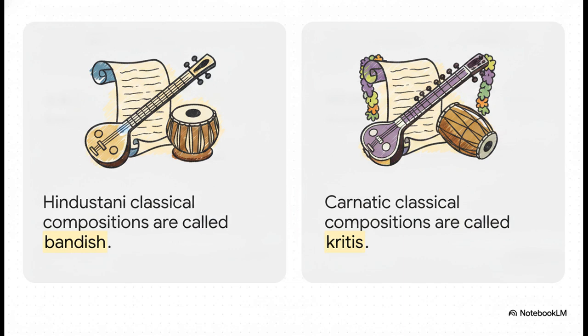Down south in the Carnatic tradition, they're known as kritis or geethams. A geetham, for instance, is often a praise to a deity, taking specific lyrics and locking them into a fixed rhythmic cycle and melodic scale. These compositions basically act as the launch pad for all the incredible improvisation that happens later in the performance.